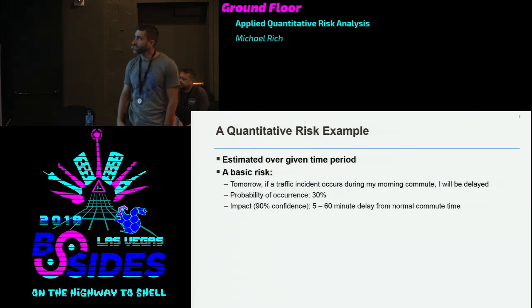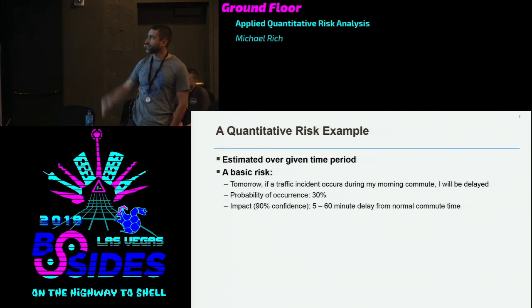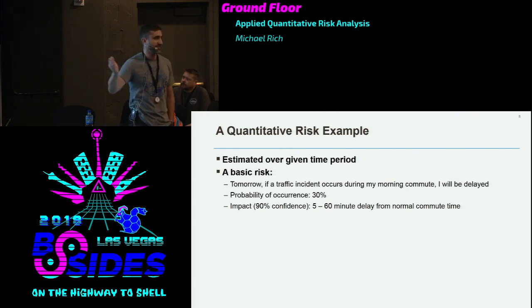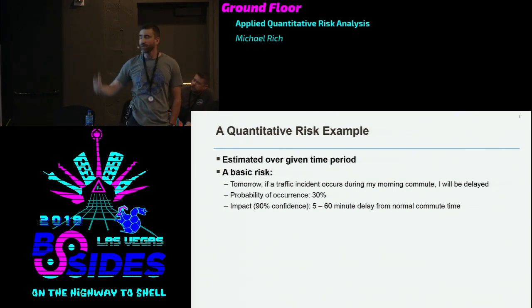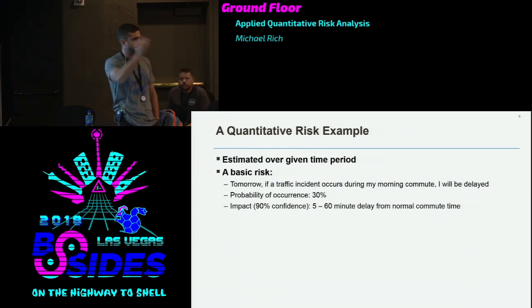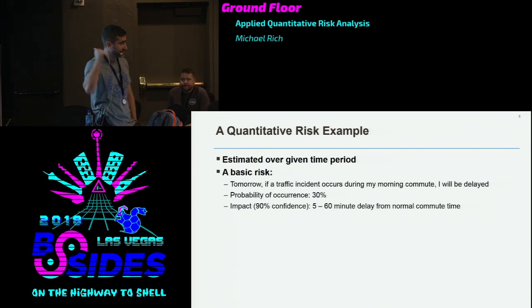All right, so here's a quantitative risk example. I live in Los Angeles. If a traffic incident occurs during my morning commute, I will be delayed. Probability, 1 out of 3 days, I see a wreck. Simple as that. The impact between 5 and 60 minutes. I'm saying 90% of wrecks are going to delay me by an hour or less, or 5 minutes or more, right? That's what I'm saying, in that range right there. Some will be much longer, some will be shorter, but 90% of them are going to end up right there.